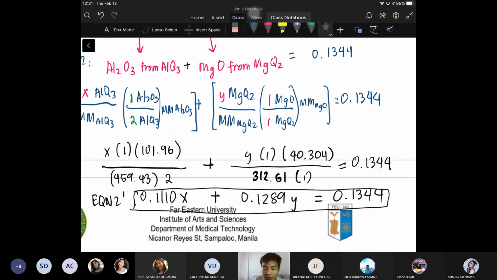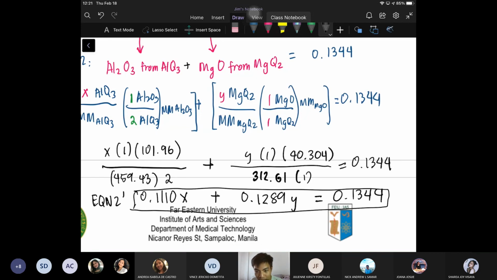Basta kapag kukunin nyo yung equation 2 prime, yung mga molar mass, pag sama-samahin nyo lang sila, i-multiply nyo sila, i-divide nyo sila. Okay? I-multiply mo yan, then saka mo i-divide yung numbers. You will get this. Yun yung equation 2 prime. Okay?